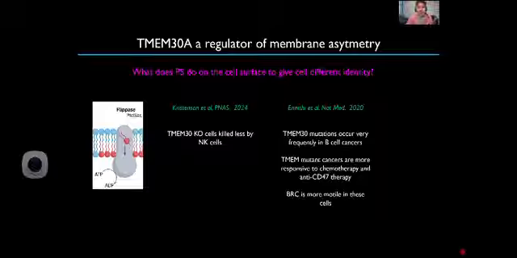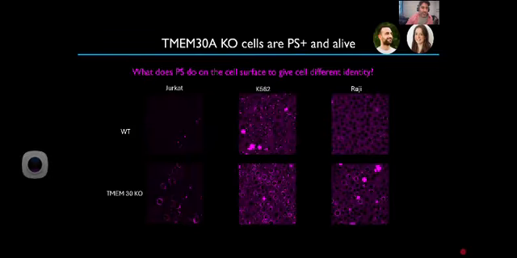So in the first instance, in the next slide, you can see that we tested PS positivity of the TMEM30 knockout. You can see from different cell types that the knockouts are PS positive, labeled with some PS binding proteins, while wild type is not really PS positive.